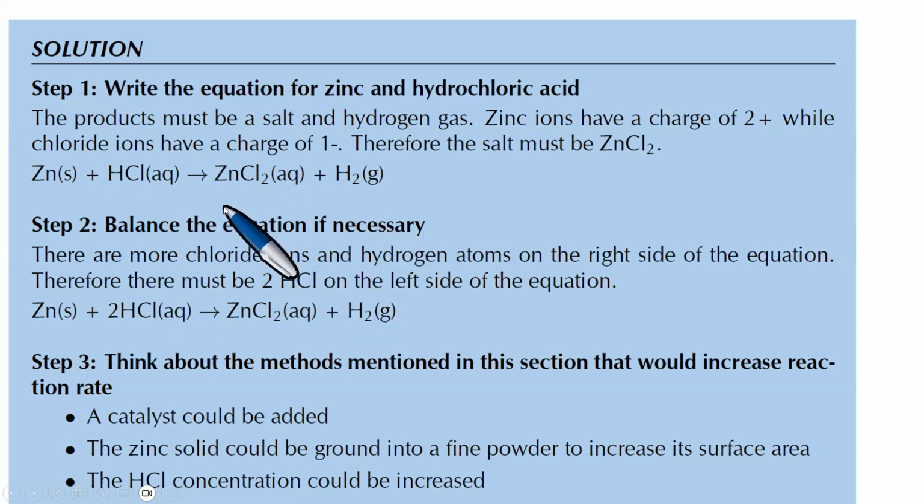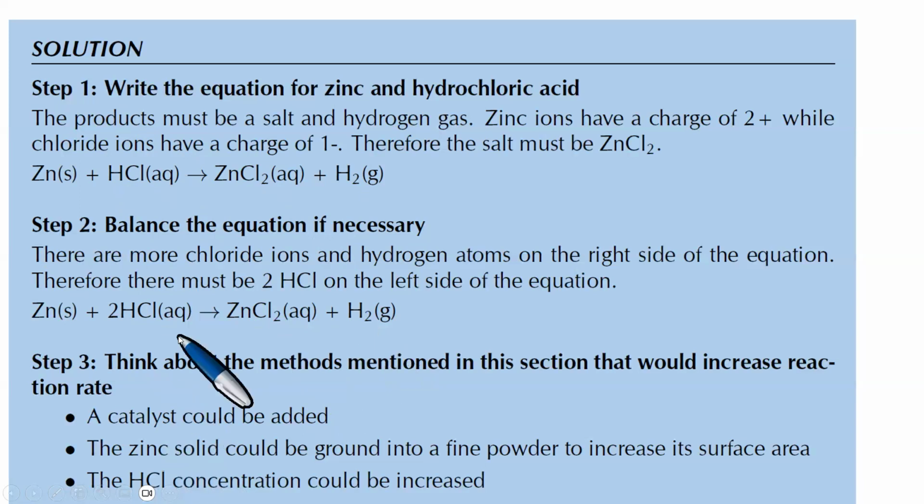We saw that it was not balanced. I'm just recapping on that. With ZnCl2, we have two chloride ions, and we have two hydrogen atoms here. We needed to put a 2 in front of HCl so that you have two hydrogen atoms and two chloride ions, because here it's only one Cl. So put a 2 there, and we have H2 and two hydrogen atoms on the left and two hydrogen atoms on the right.